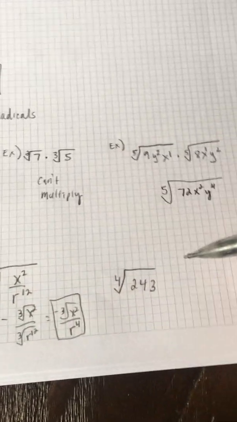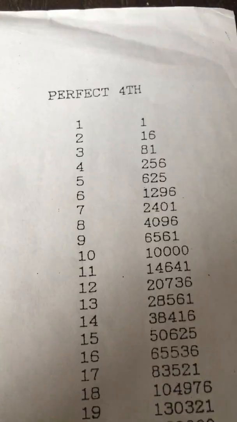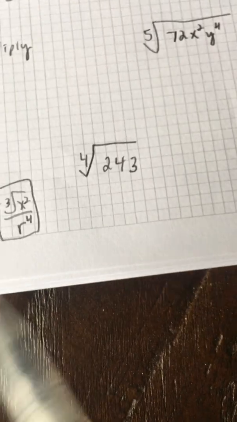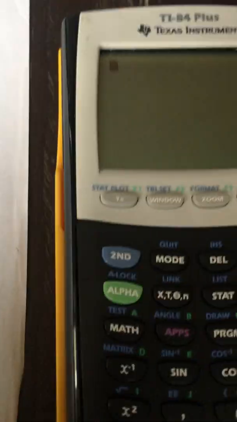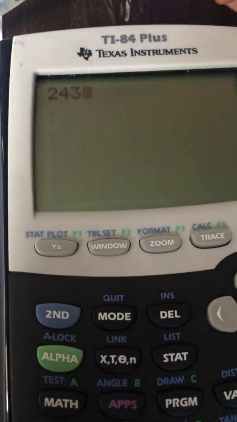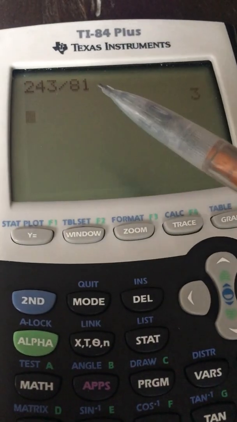Done with that example. Fourth root of 243. Well, 243 is pretty big. So I'd start with 81 and I just check. You can do a factor tree. Most of you know how to do a factor tree to break that down. I'm just going to allow you to use your calculators, but you should know how to do it without as well. Try dividing it by 81. You want to find the perfect that goes into it.